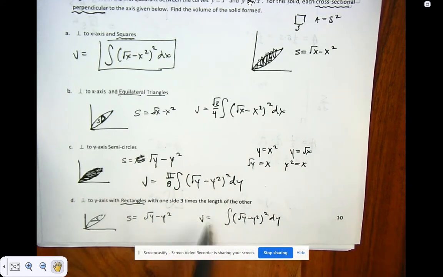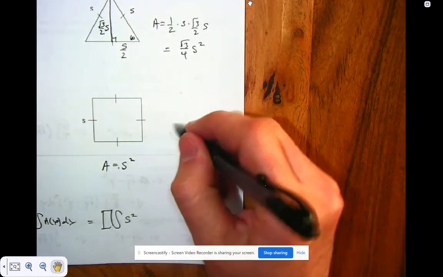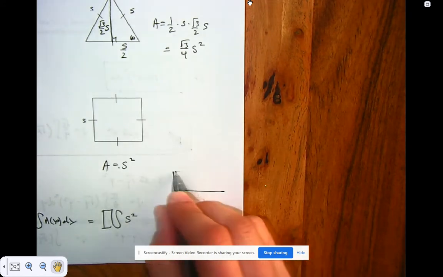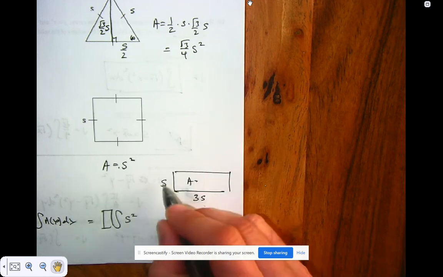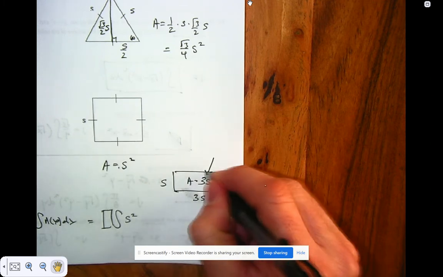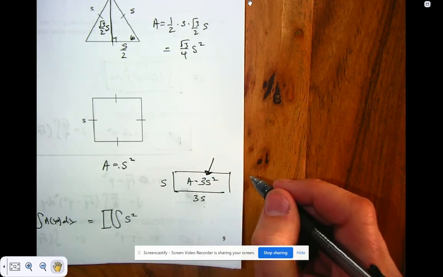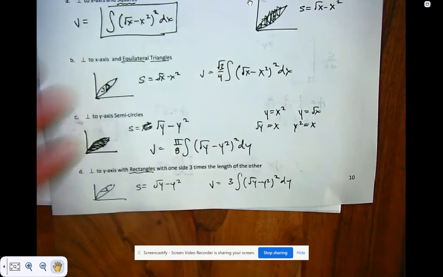What the heck is the coefficient if you have a rectangle with one side 3 times the length of the other? You guys go back to this page. There's your square, right? What if you have a rectangle with one side 3 times the other side? Well, your area is just s times 3s, or 3s squared. So whenever they tell you it's a rectangle, you just steal the number that's in the problem. If it's 3 times as long, there's a 3 in front. If it's 4 times as long, there's a 4 in front. So you come here, you slap in your 3, and you're off to the races.